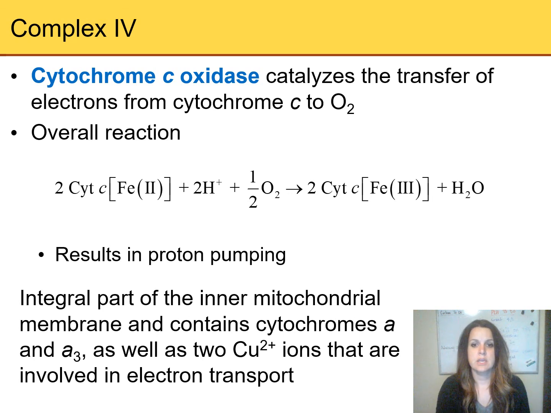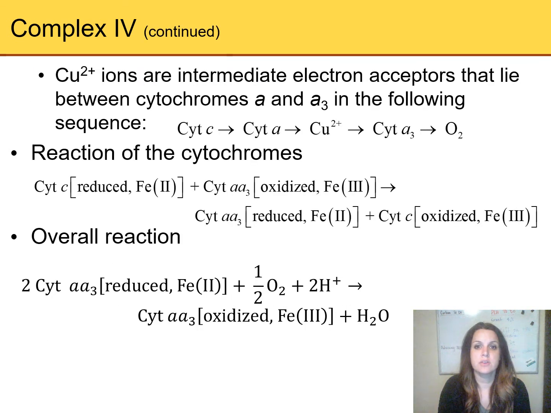It is an integral part of the inner mitochondrial membrane as well, and it actually contains two cytochromes as well as two copper ions that are going to bind to the electrons that are being transported. So those copper ions are intermediate electron acceptors. Basically what you see is that cytochrome C donates to this complex, and cytochrome A is the first acceptor, which then donates to those copper ions, which then donates to another cytochrome A within the complex, and finally you're going to have oxygen. That's the final electron acceptor.